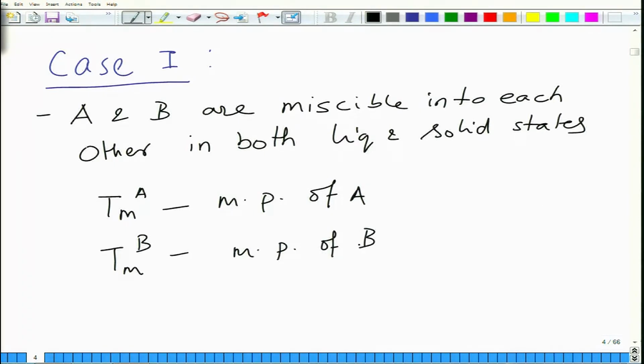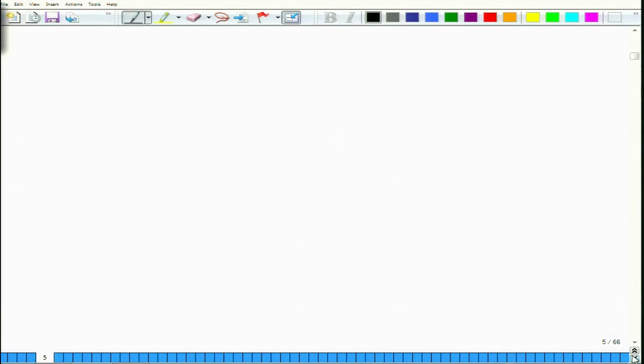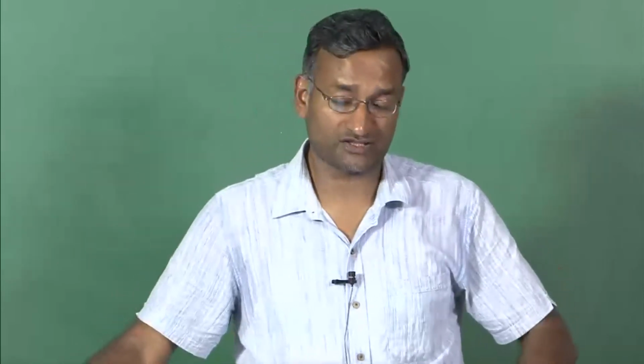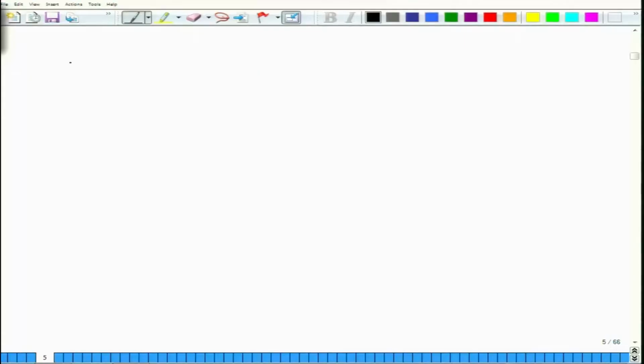TMB. And so, they make two phases, which is solid and liquid, and the relative variation of these solid and liquid free energy curves with respect to temperature will determine what phase existence will happen in these systems. So, let us consider two phases. They exist only in two phases, that is liquid or solid.